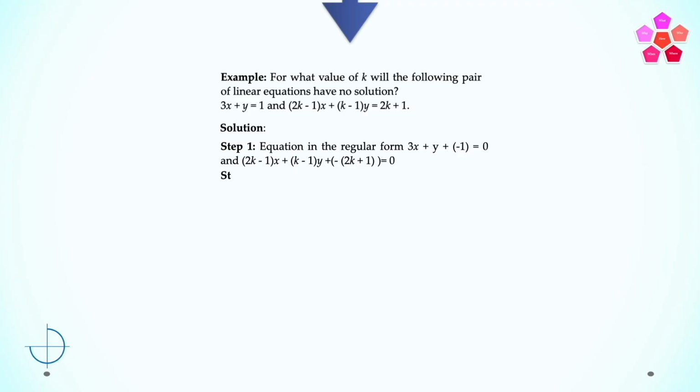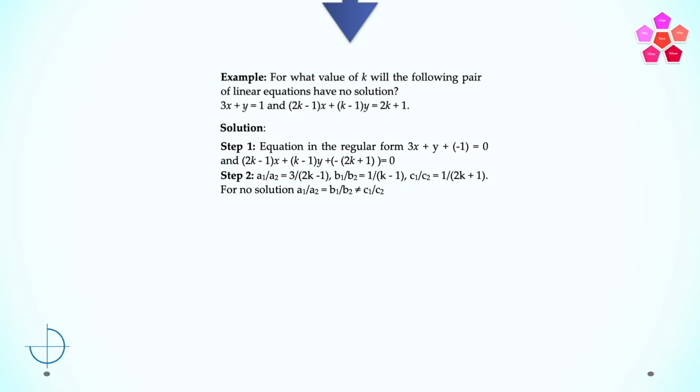So in step 2, a1 by a2 is equal to b1 by b2, which in turn means a1 by a2 is equal to 3 divided by 2k minus 1, b1 by b2 is equal to 1 divided by k minus 1, and c1 by c2 is equal to 1 divided by 2k plus 1. For no solution, a1 by a2 is equal to b1 by b2 is not equal to c1 by c2.